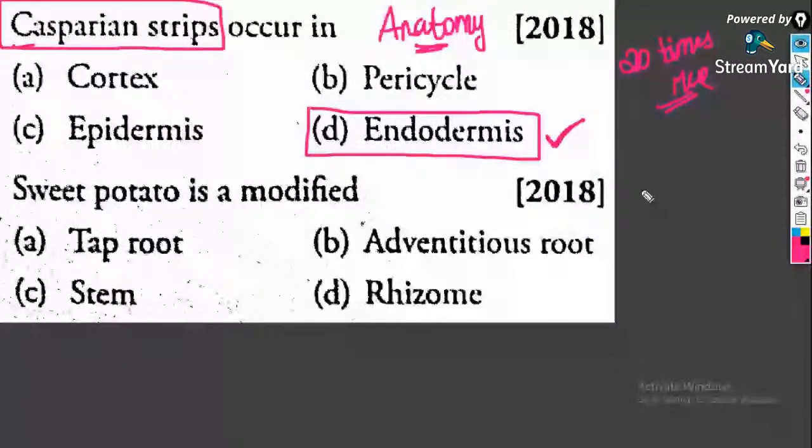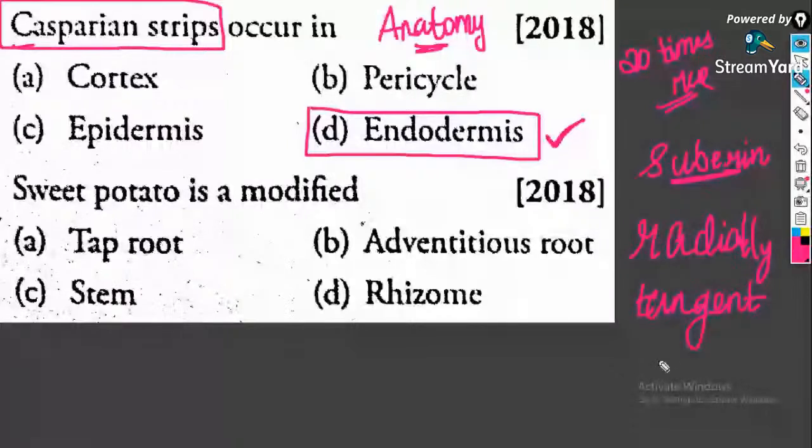What are Casparian strips? They are rich in suberin. The substance present on the Casparian strips is suberin deposition. Okay, that is the answer. They are arranged radially as well as tangentially, at the inner wall.